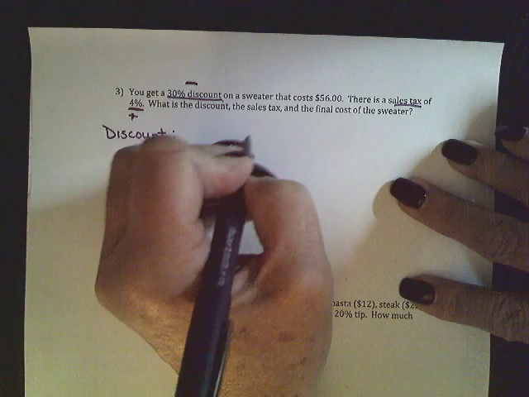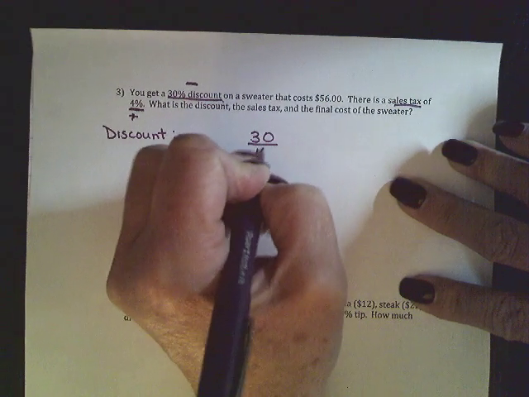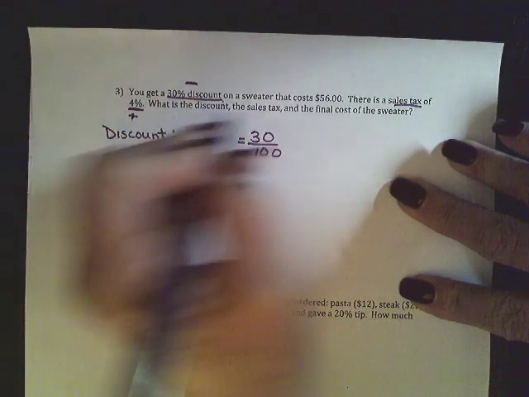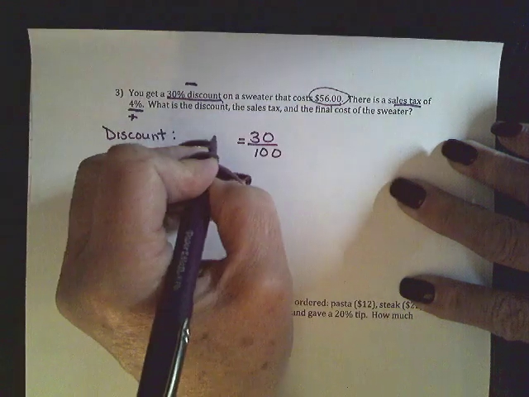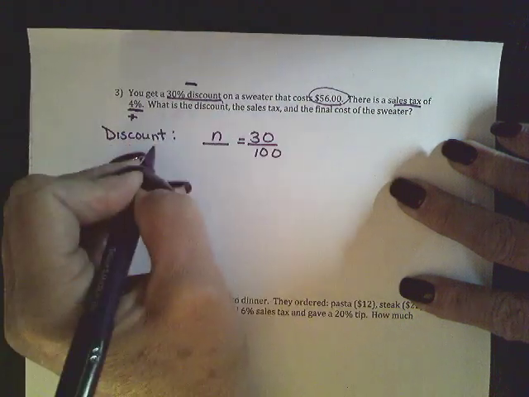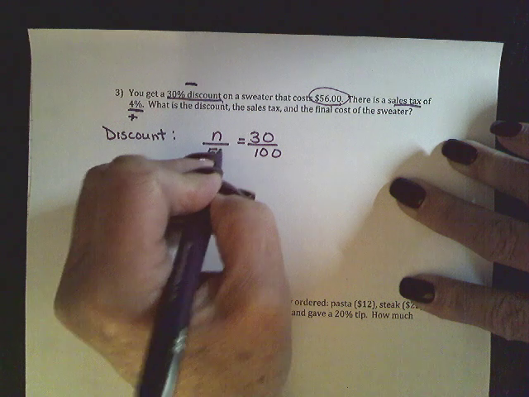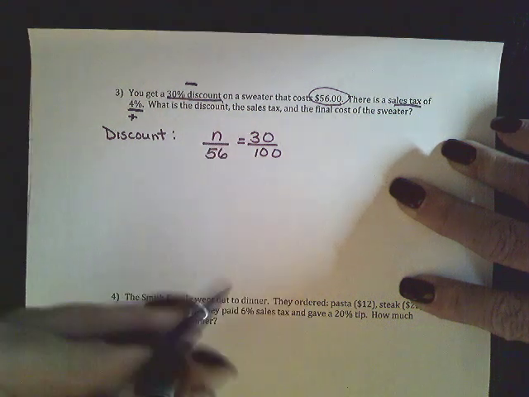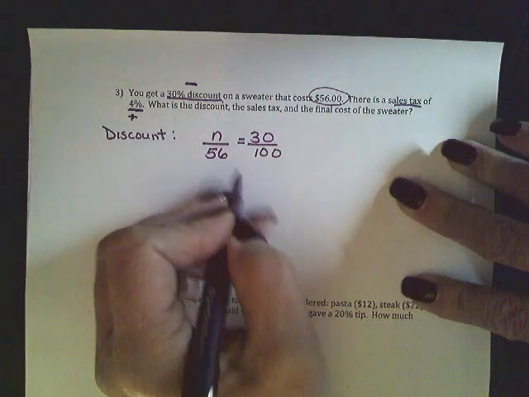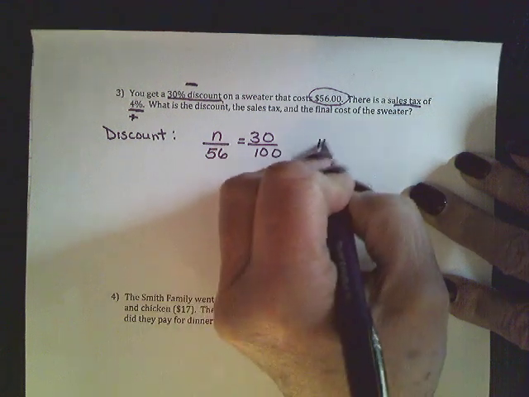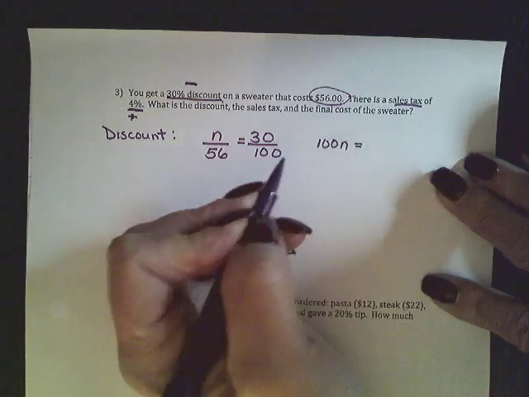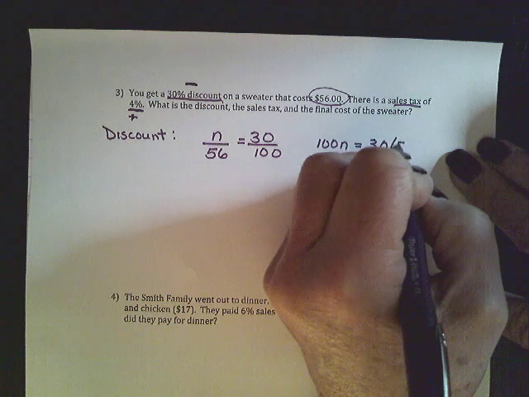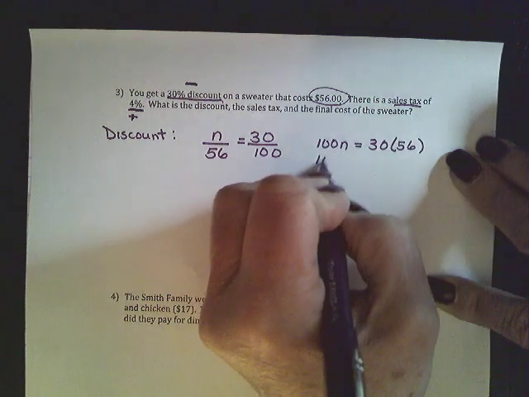All right, so we know it's 30% over 100, and the cost of the sweater is $56. So we're looking for the discount, which is the part. I'm going to go ahead and drop those 2 zeros while I'm doing my calculations. All right, so I'm going to cross multiply. So I'm going to have 100N equals 30 times 56.